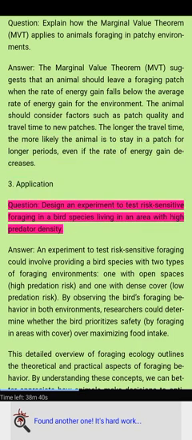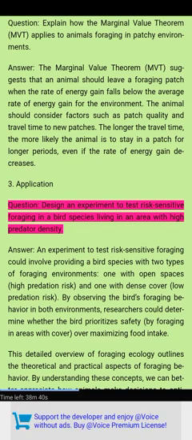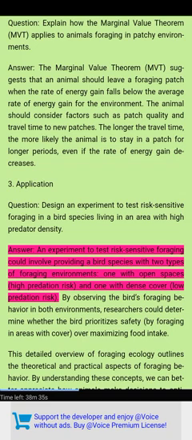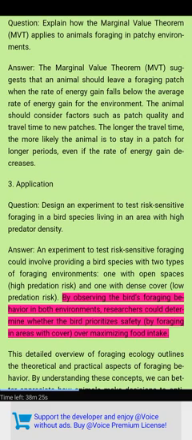3. Application. Question. Design an experiment to test risk-sensitive foraging in a bird species living in an area with high predator density. Answer. An experiment to test risk-sensitive foraging could involve providing a bird species with two types of foraging environments, one with open spaces, high predation risk, and one with dense cover, low predation risk. By observing the bird's foraging behavior in both environments, researchers could determine whether the bird prioritizes safety by foraging in areas with cover over maximizing food intake.